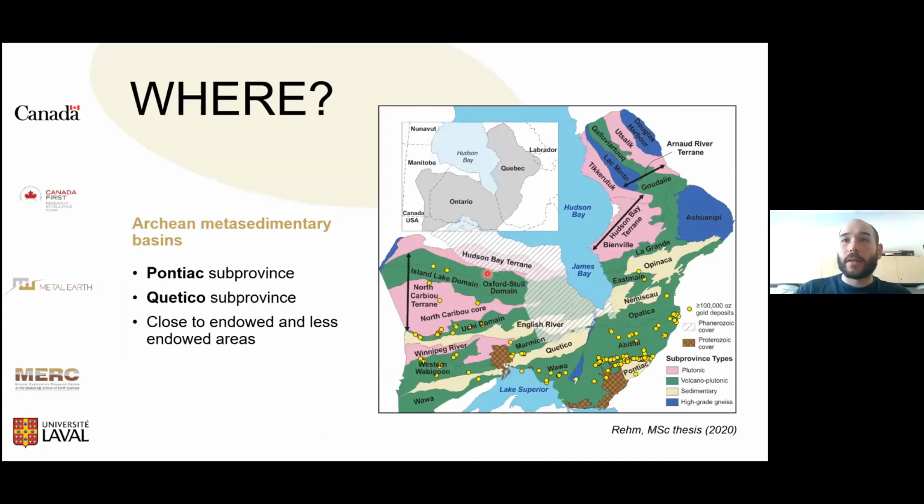So where are we going to do that? We're going to do that in two subprovinces. The first one is the Pontiac, located nearby the well-endowed area within the Abitibi that everybody knows. And we're going to do that in the Quetico subprovince, which is nearby less endowed areas, so we can compare.